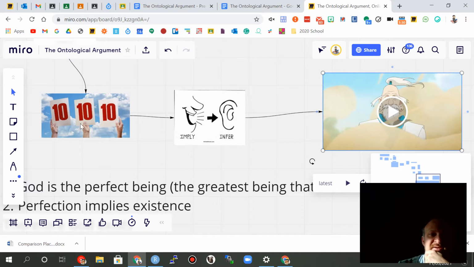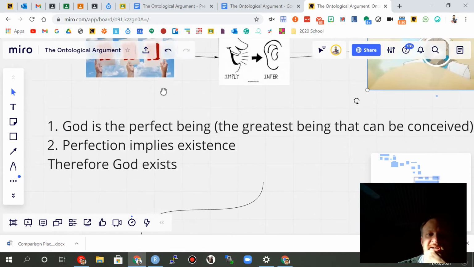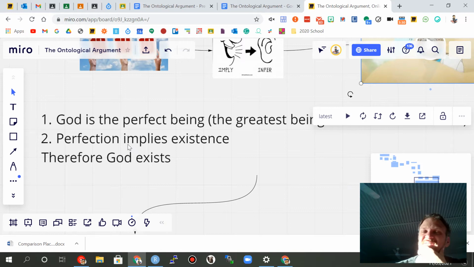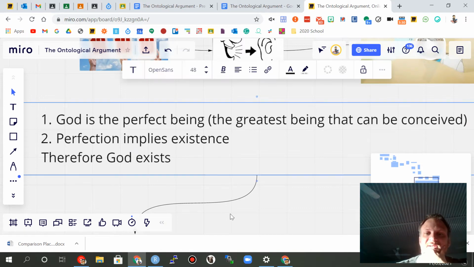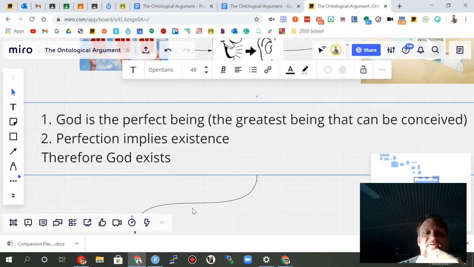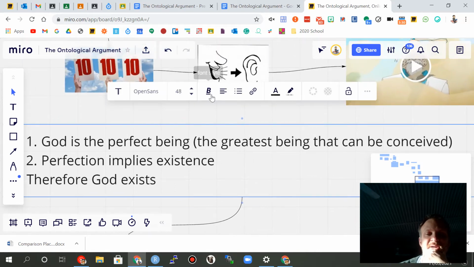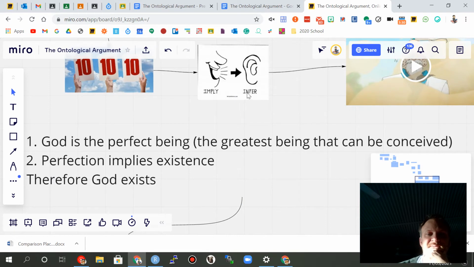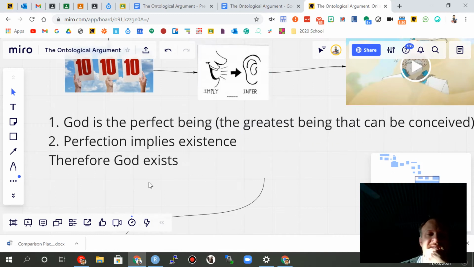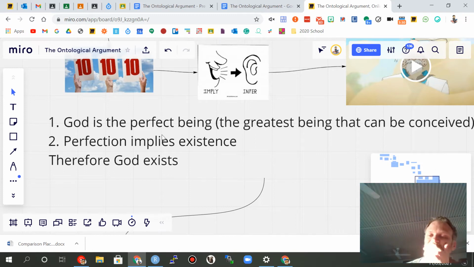And this other philosopher, Descartes, reformulated it and made it a bit simpler to understand. Here it is in standard form. I'd copy this down if I were you. God is the perfect being, the greatest being that can be conceived. Being perfect implies existence. That's why I've got here imply and the reader having to infer, right? To be perfect, it implies that you have to exist. Therefore, God exists. Take a note. That's Descartes' version of the ontological argument. Take a note.